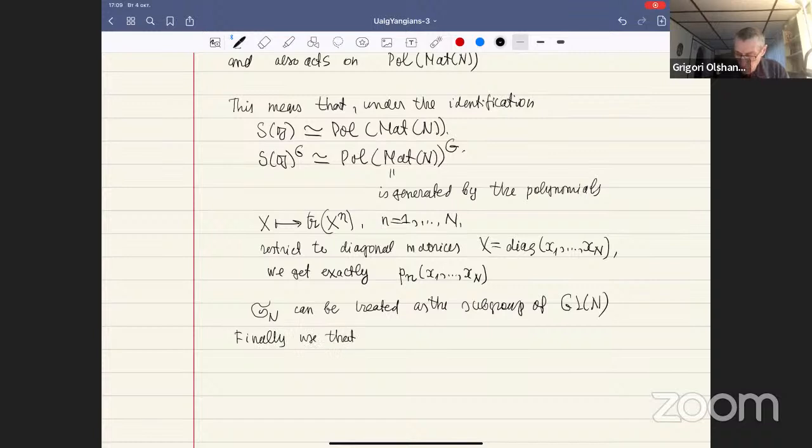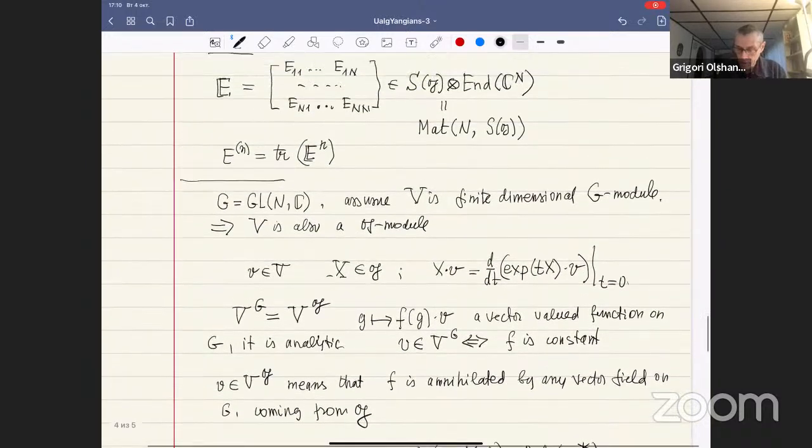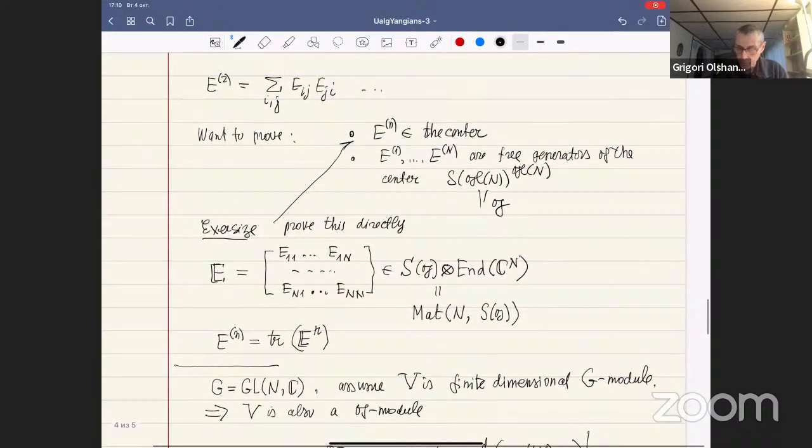that generic matrices are conjugate to diagonal. So this is the end of the proof of what? Of my claim. Of this one. Okay, is it clear? Some questions maybe? Okay.